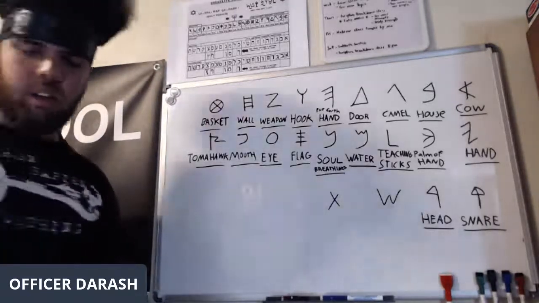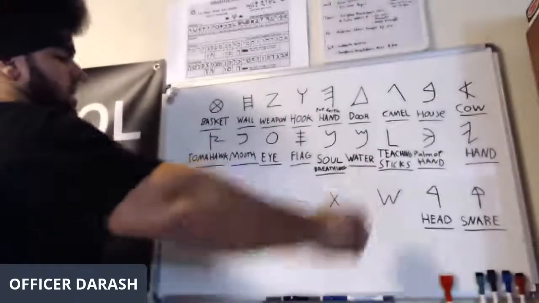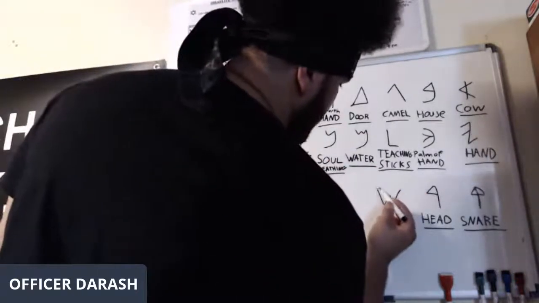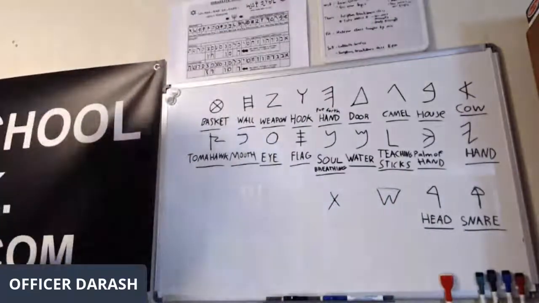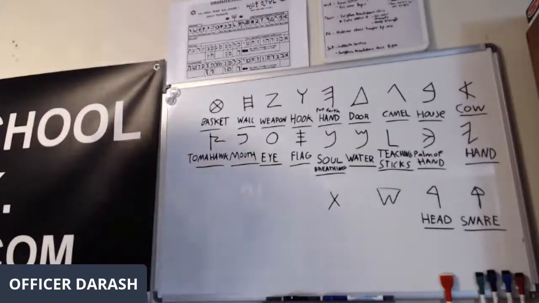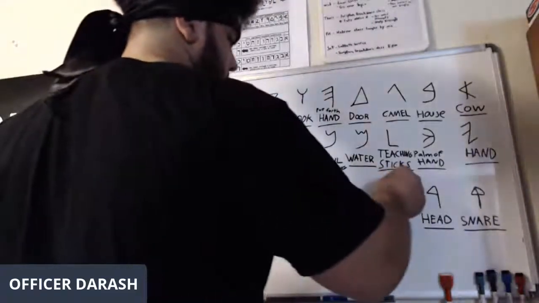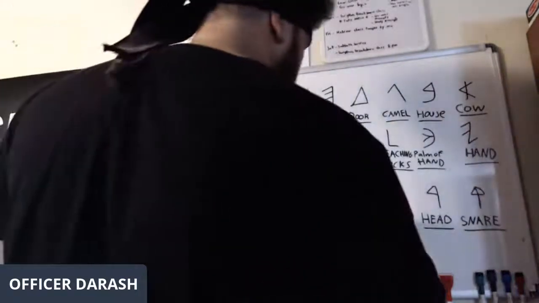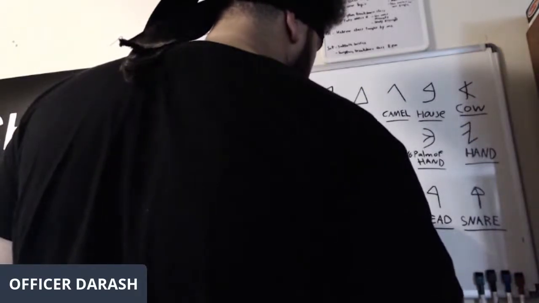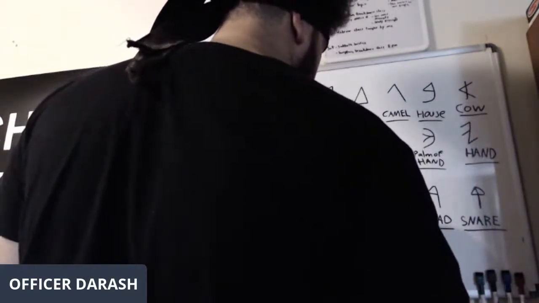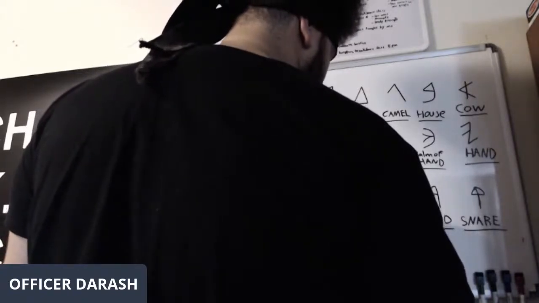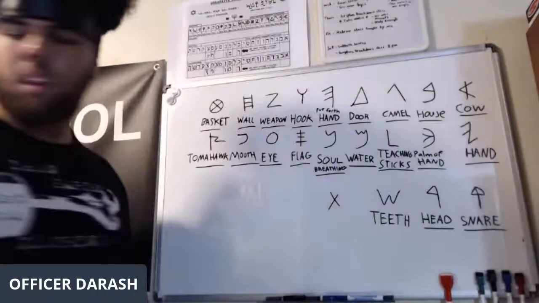Next, the shan, it's teeth, because again, it's simple, it looks like teeth. I know it kind of looks like a W here, but think about it like this. You got teeth. You know what I'm saying? That's the point. That's the shan, means teeth.